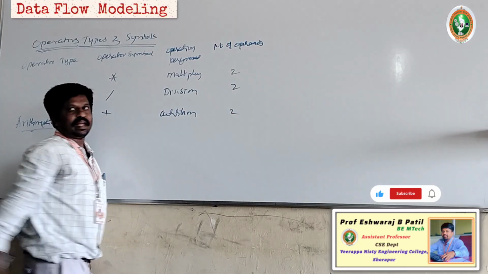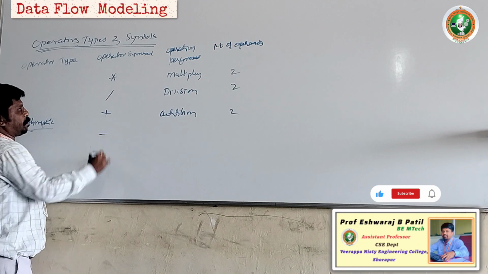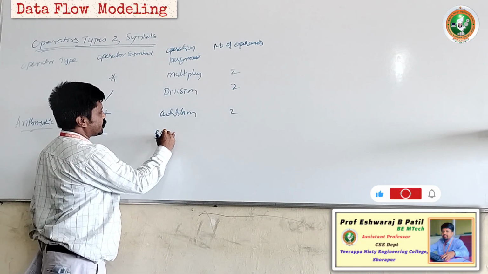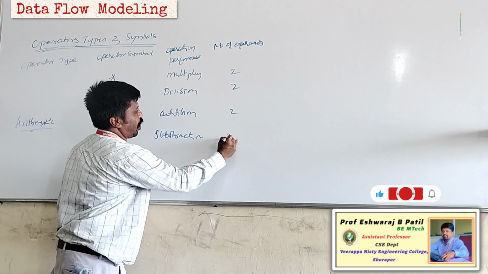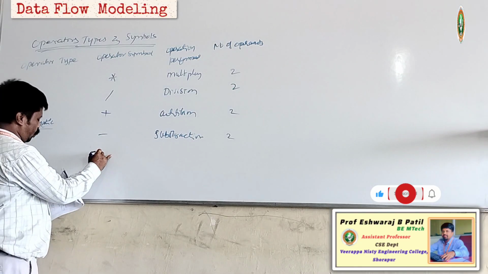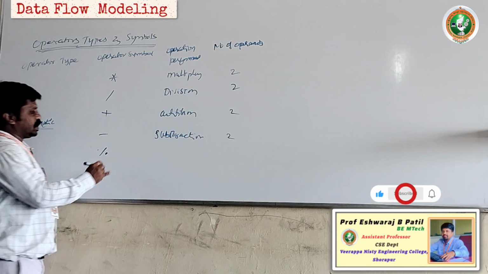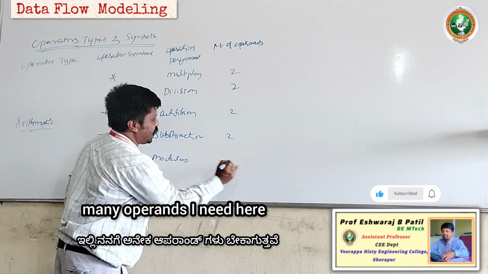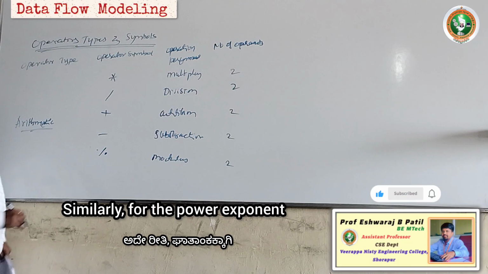How many operands are here? Two only. Similarly you can also have the subtract operation, the subtractor symbol is minus, this is the subtraction. Here how many operands do I need? Two operands for this also. Similarly for the modulus, it is given in the form of the percentage symbol. This is the modulus. How many operands do I need here? For this also two operands.